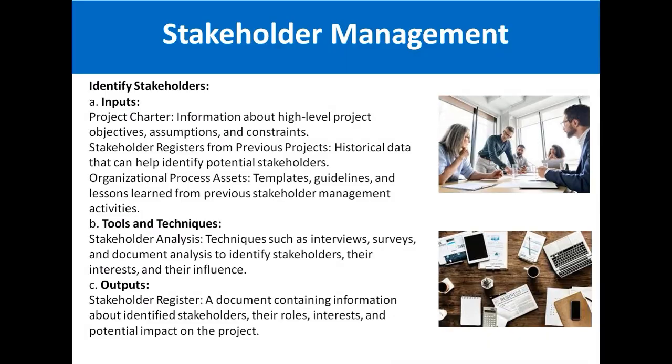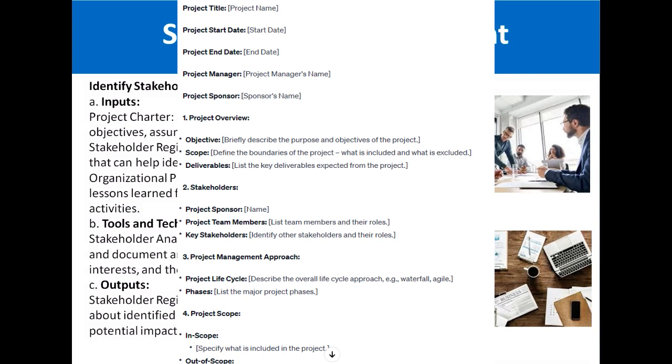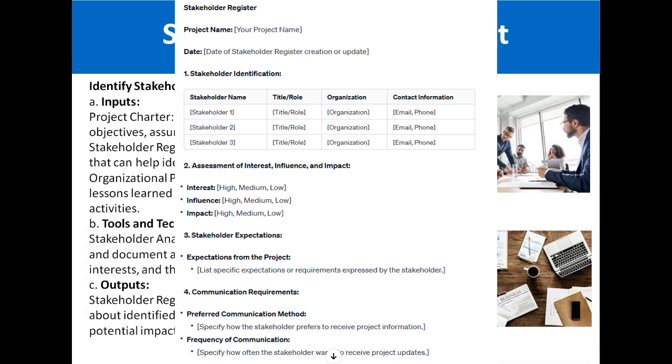Now, friends, the first process in stakeholder management is identify stakeholders. Identification of stakeholders means that you will identify who are the stakeholders involved in the project. The first thing for this process is the inputs. The first input is the project charter, a document which gives you information about the objectives, assumptions, constraints, and the scope of a project. Then the stakeholder register from previous projects.